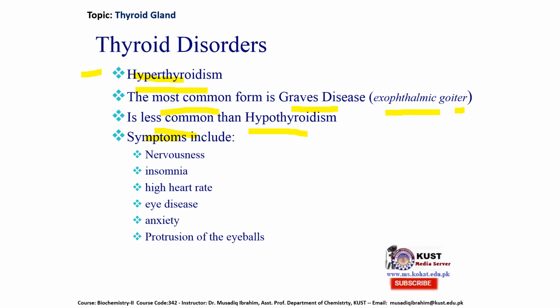Now the symptoms which can occur as a result of hyperthyroidism include nervousness, that is, not being able to decide in a clear manner, insomnia, that is sleeplessness, high heart rate, also known as tachycardia, eye disease, so infection in the eyes, anxiety or sometimes depression, as well as protrusion of the eyeballs. So these are all the symptoms, and if they are happening in a person, it means that he might be suffering from hyperthyroidism, which is taking place as a result of increased or abnormal secretion of the thyroid hormones.